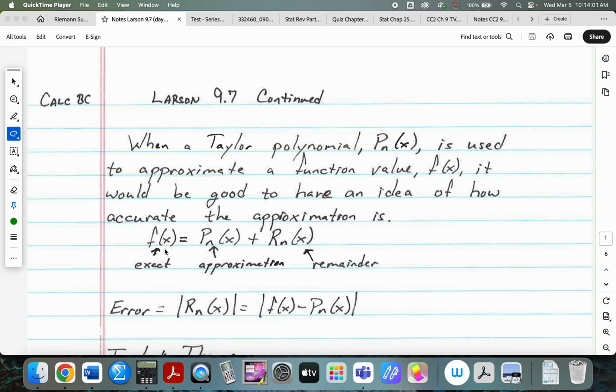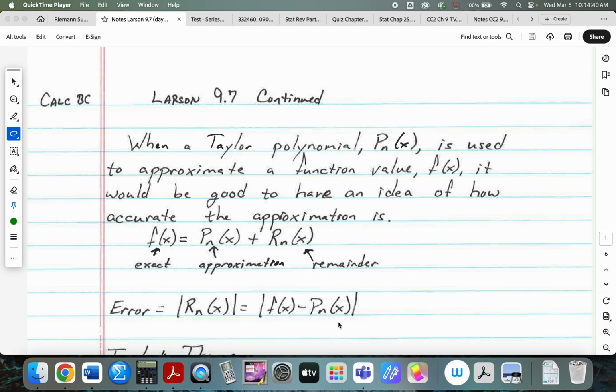So f of x is the exact value. P sub n of x at some point is the approximation, and r sub n of x is going to be your remainder. Its absolute value is called the error. Some people think remainder and error are exactly the same. Not quite, because the remainder could be negative. But the absolute value of the remainder is the error, and that's the absolute value of f of x minus p sub n of x.